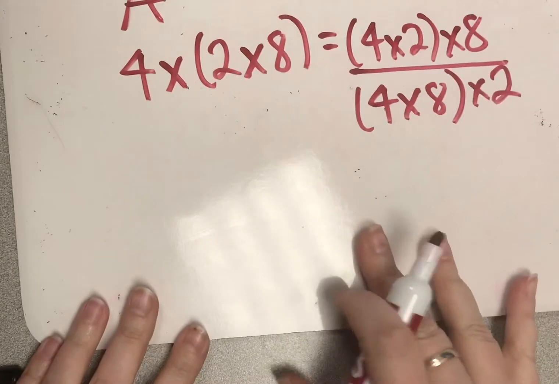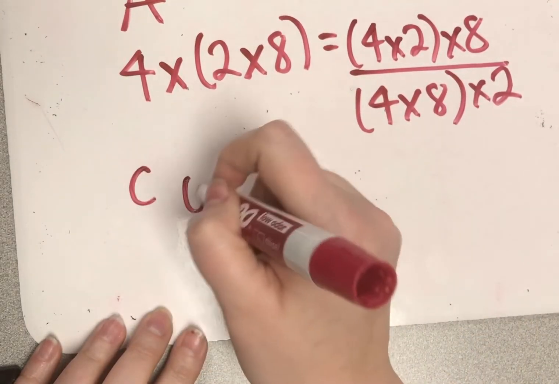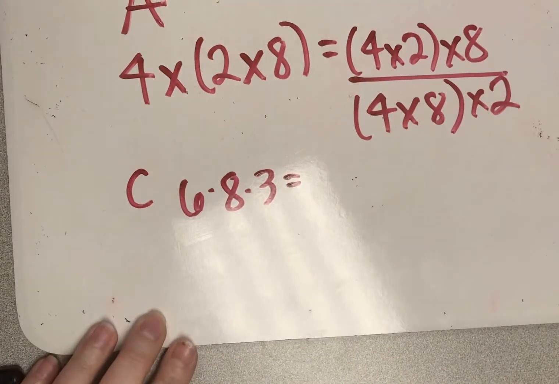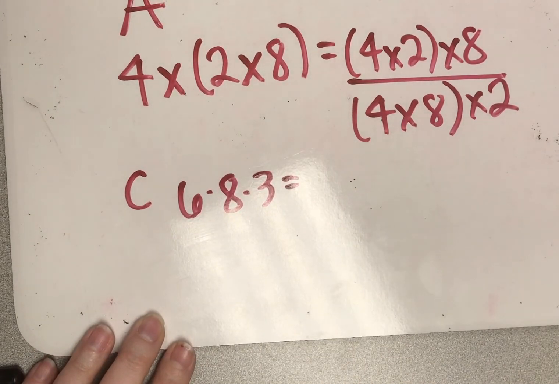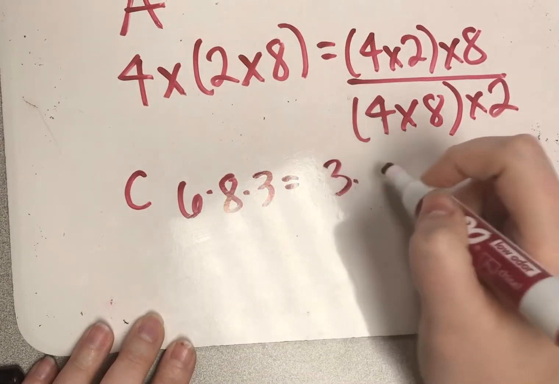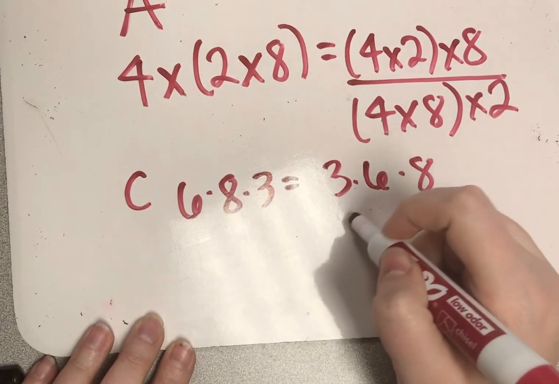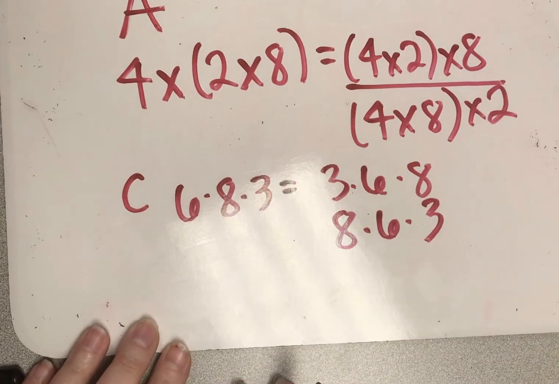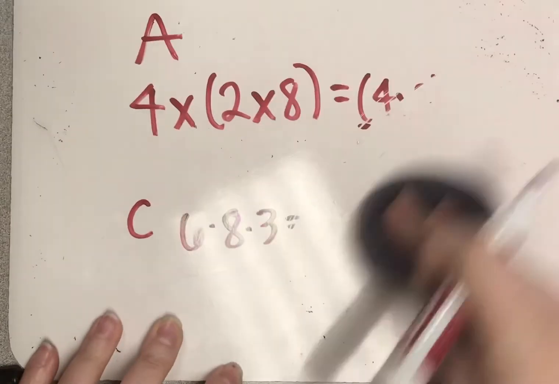Okay, so how do we show the commutative property with 6 times 8 times 3? The commutative property tells us the order of the factors does not change the product. So we could write 3 times 6 times 8. We could write 8 times 6 times 3. Any order, as long as you change the order of the factors, would be showing the commutative property.